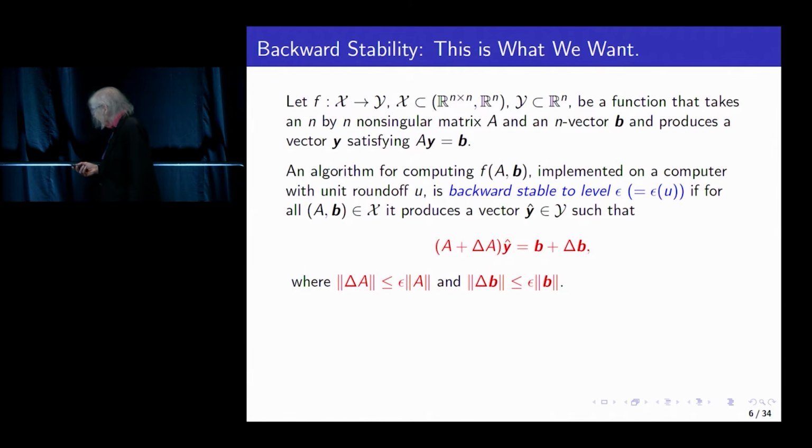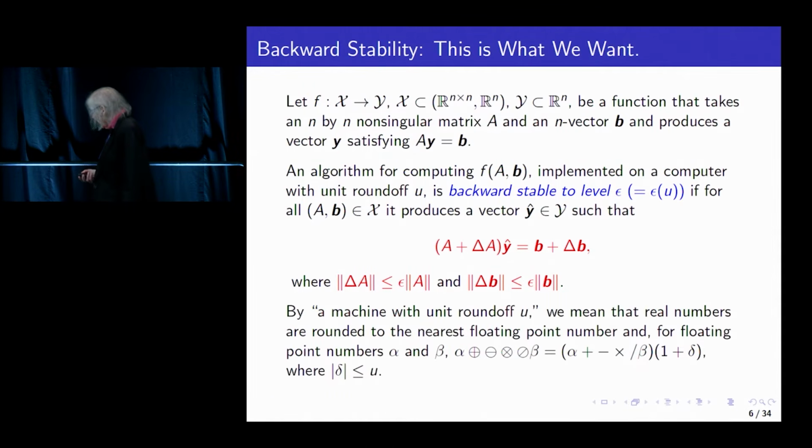Okay, now, by a machine with unit round-off u, what I'll mean is one where real numbers are rounded to the nearest floating point number, and the elementary operations are performed so that the relative difference between, say, a + b and the true solution, a + b, is less than or equal to the machine precision.